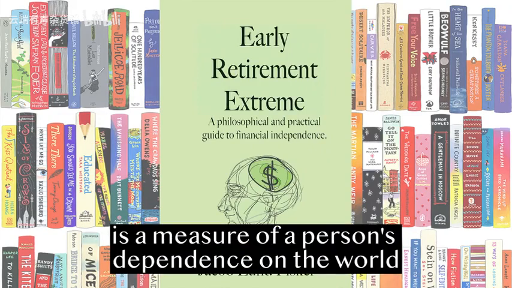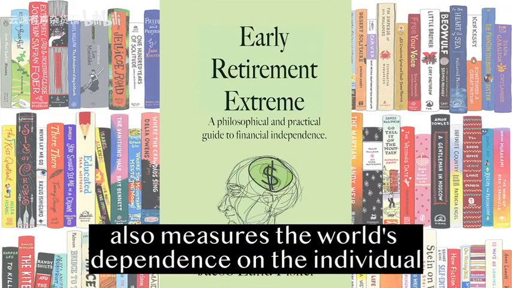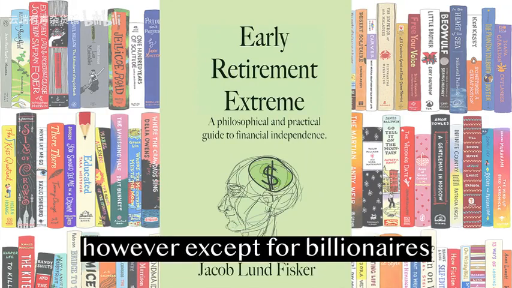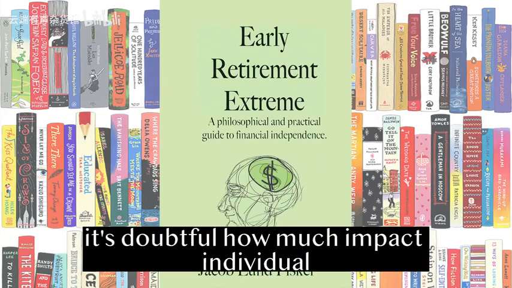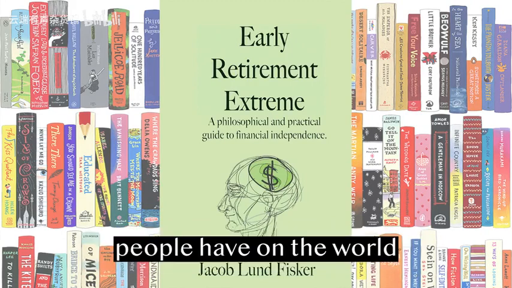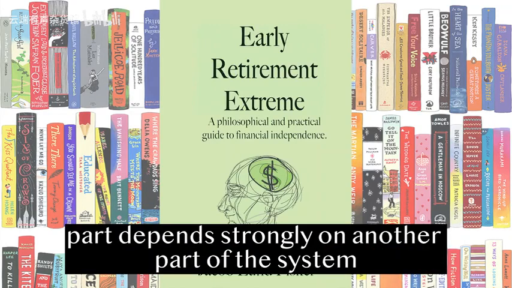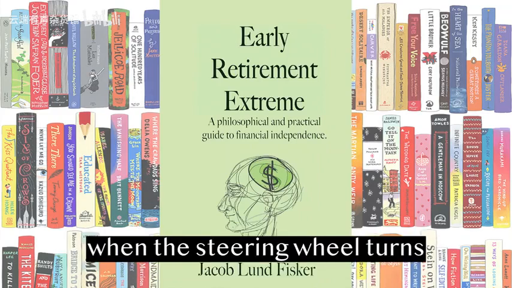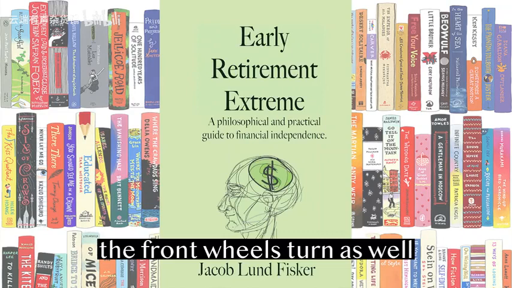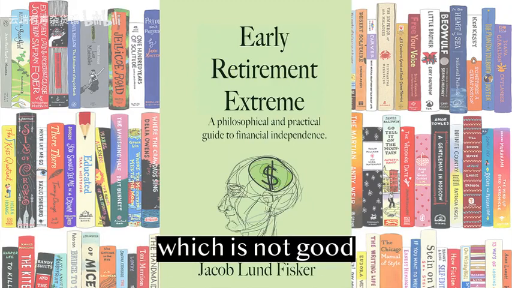Coupling is a measure of a person's dependence on the world. In principle, it also measures the world's dependence on the individual. However, except for billionaires, leaders of totalitarian countries, and rock stars, it's doubtful how much impact individual people have on the world. A tight coupling means that one part depends strongly on another part of the system. For instance, the front wheels of a car are tightly coupled to the steering wheel, which is good. When the steering wheel turns, the front wheels turn as well. For a consumer, food and shelter are tightly coupled to a paycheck, which is not good.